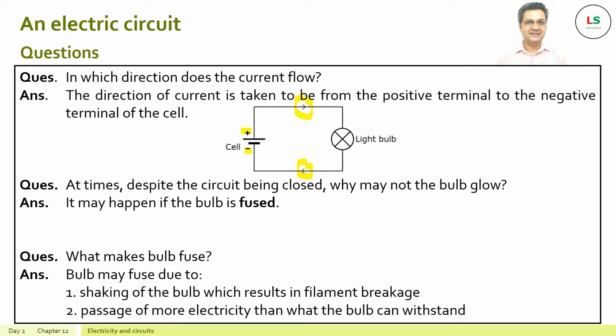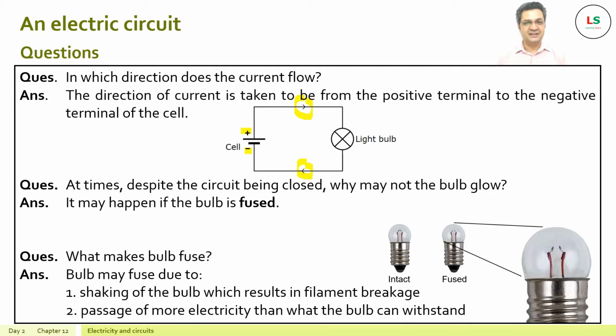But how exactly does this fused bulb look like? Let's have a glimpse of a fused bulb with this picture. So we have the bulb which is intact and the second bulb is fused. Let me zoom it in. The filament, which is supported by two thick wires, has gone broken. This can be seen in this bigger picture.